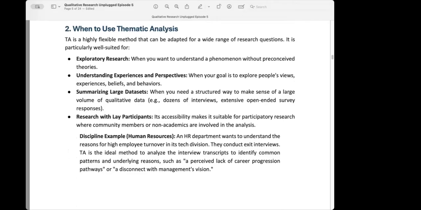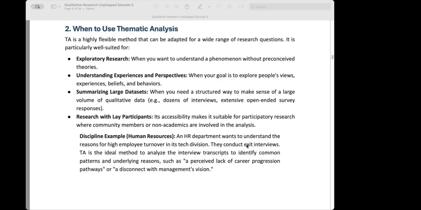TA is indeed remarkably adaptable, which is definitely part of its strength, and it makes it a go-to method for many qualitative researchers. But you're right, it's particularly well suited for several key scenarios where other methods might be, let's say, overkill or perhaps less efficient. First, it's excellent for exploratory research. This is when you are delving into a phenomenon or a research question about which very little is known, or perhaps where existing theories don't quite seem to capture the nuances of what you're observing in the real world.